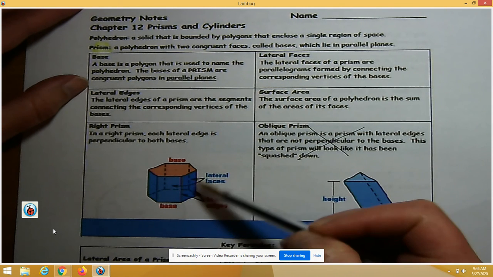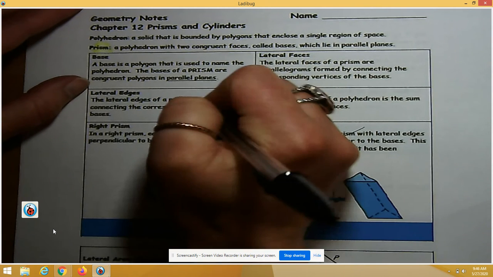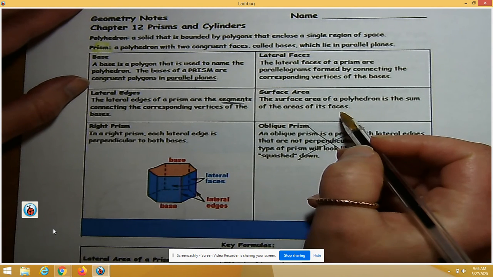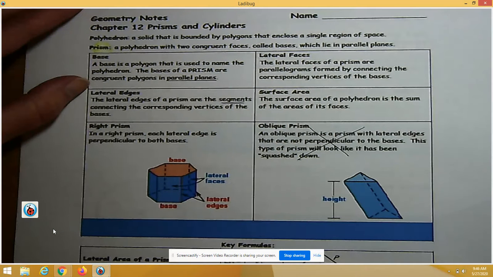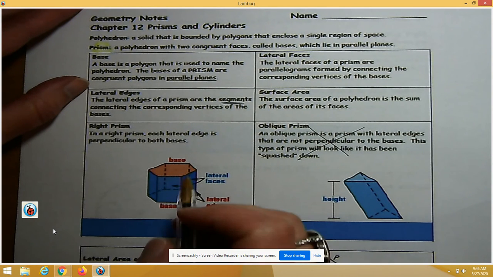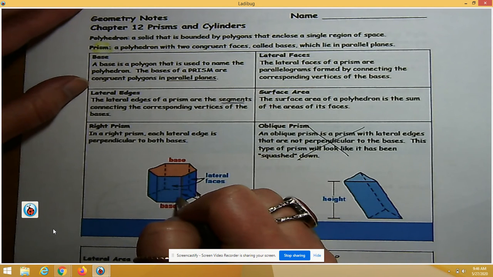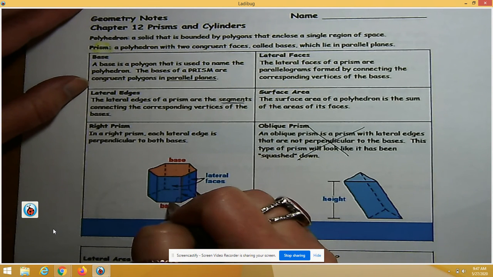The edges are segments. So I'm just going to underline the segments. And then the surface area is as if you wrap something up and you give it to somebody. How much wrapping paper would you need? So you're talking about the area of all the surfaces. And then we're only going to be looking at right prisms, meaning that this is a right angle here from the lateral edge to this. Okay, so let's get started.